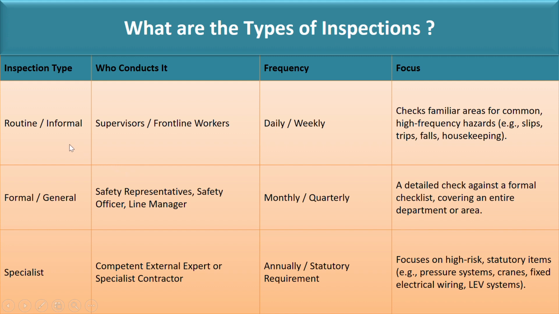Now, what are the types of inspections? Routine or informal: who will conduct? Supervisors and front line workers. Frequency, daily or weekly, as per the company procedure. Focus, checks familiar areas for common high frequency hazards: slips, trips, falls, housekeeping. Now, formal general: safety representatives, safety officers, line managers, monthly or quarterly. For this we use a detailed check against a formal checklist, covering an entire department or area.